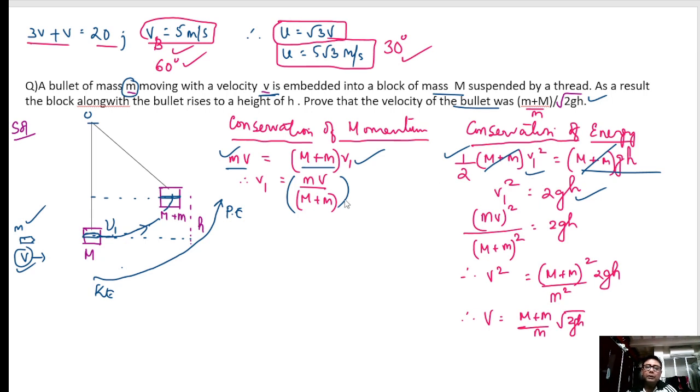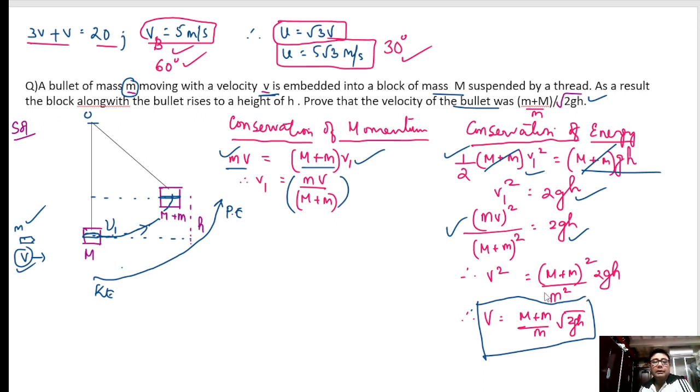Now v1 is mv by m plus M. Okay, so squaring both sides, as you can see that we have to square v1. So this is v1 square equal to 2gh. So from here we calculate v square is this, and this is the formula we have derived. So this is the final derivation of the velocity. Clear?